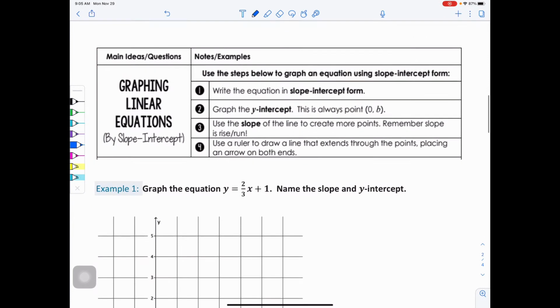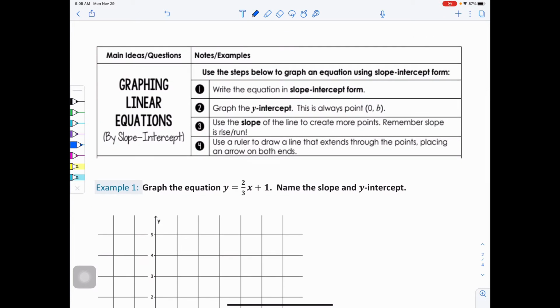So now we're going to use all of that information that we've learned over the last few lessons to graph linear equations by using the slope and the y-intercept. So it says use the steps below to graph an equation using slope-intercept form. First, you're going to write the equation in slope-intercept form. So remember that slope-intercept form means y = mx + b. If it's not in that form, we are going to have to make it be in that form as we've learned previously. The first point you're going to plot is always the y-intercept.